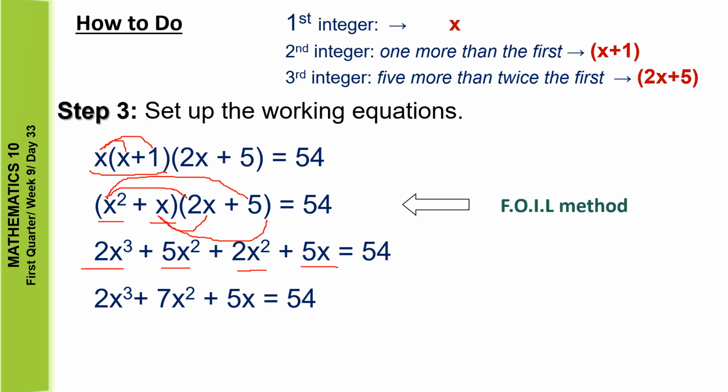Next, we are going to combine similar terms. Take note, we have two similar terms here, 5x squared and 2x squared. So what we are going to do is just copy the 2x cubed. So 5x squared plus 2x squared, that is 7x squared. And copy 5x, so plus 5x equals 54.